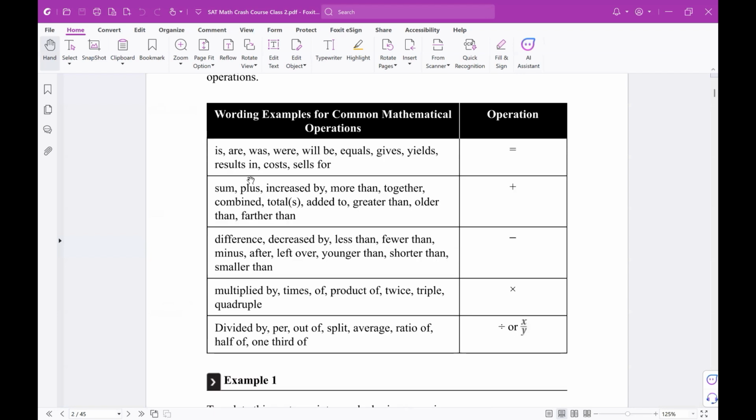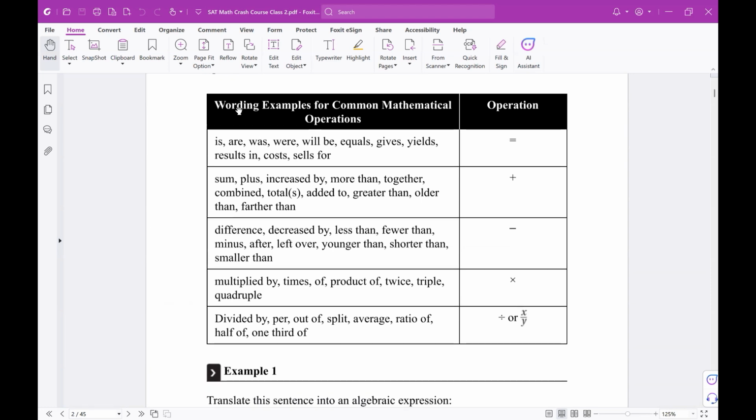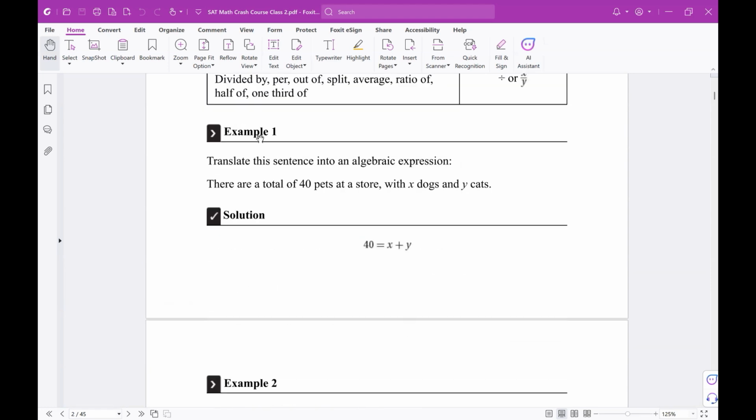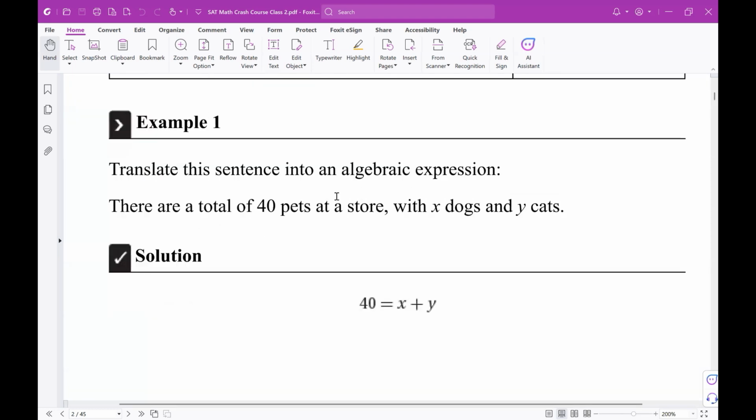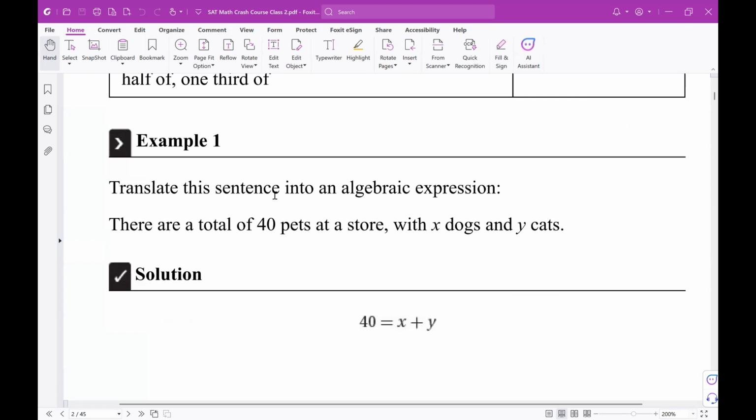Do you understand these things or not? Yes, I know this. Okay, all right. So let's try a very simple problem. That is our example number one: translate this sentence into an algebraic expression. This is what a word problem exactly looks like.